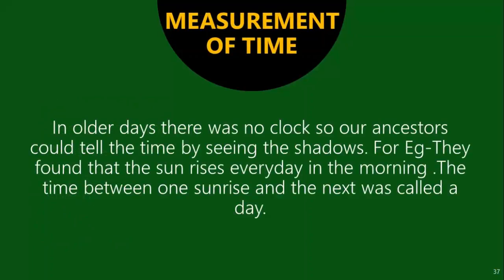Measurement of time. Let's start today's part with measurement of time. In older days, there was no clock, so our ancestors could tell the time by seeing the shadows. For example, they found that the sun rises every day in the morning. The time between one sunrise and the next was called a day.